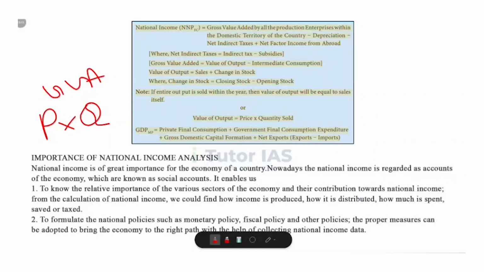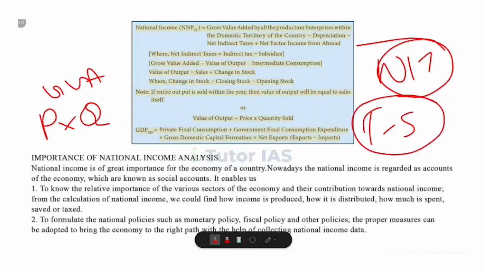What is meant by net indirect tax? I had told you earlier. What is meant by net indirect tax or NIT? Taxes collected by government minus subsidies given to businesses. That means tax minus subsidy is called net indirect tax. And these are added to GVA to get GDP at market price. When we add net indirect tax to GVA or gross value added, we will get the GDP at market price. What is meant by GDP?